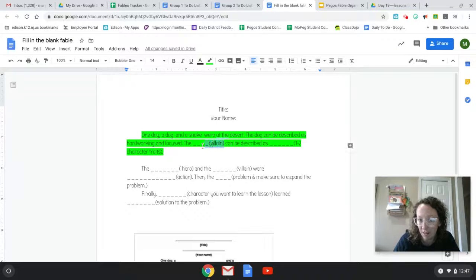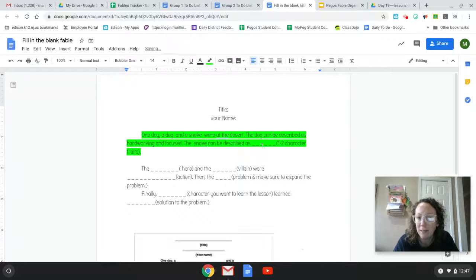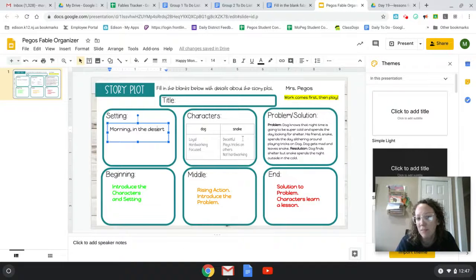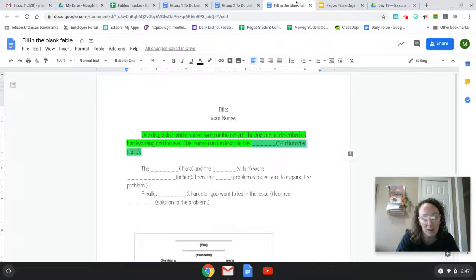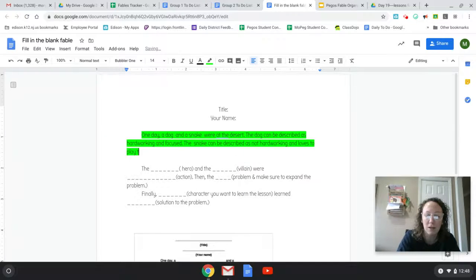Now here it says villain. So I'm going to put in snake. Can be described as, and here I'm going to put 1 to 2 character traits again. So I have deceitful, plays tricks on others, and not hardworking. So I'm going to put not hardworking, and he loves to play tricks on others. As not hardworking and loves to play tricks on others.